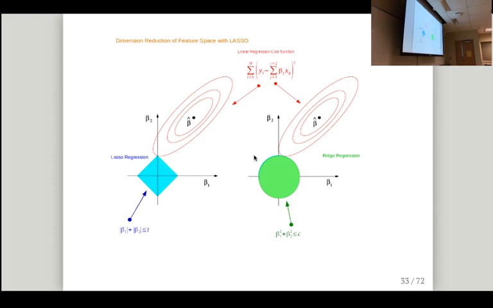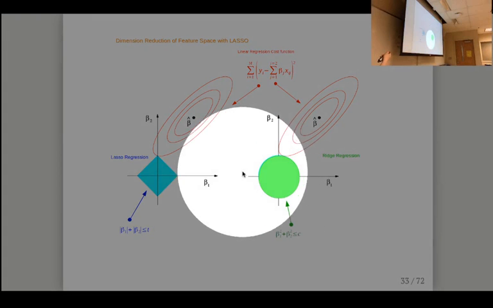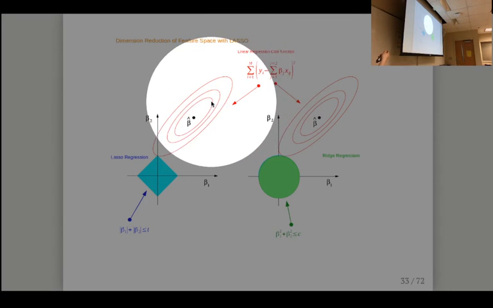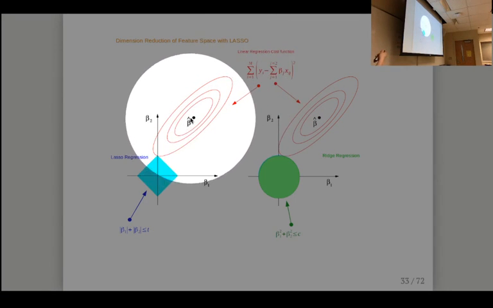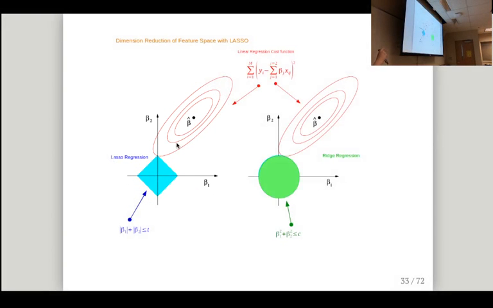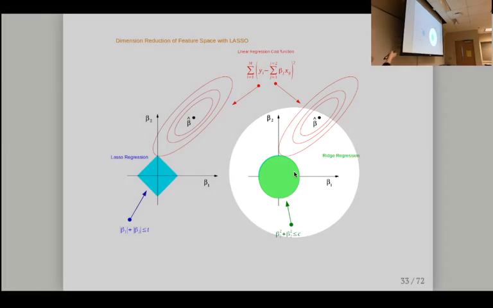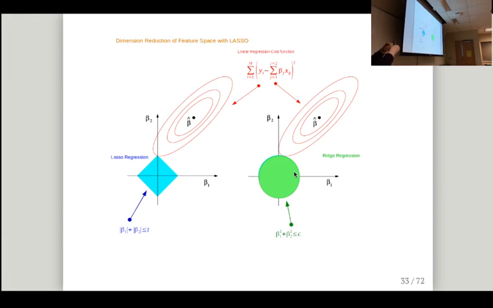Other questions? The red circles, what are those? So the red circles are contour plots of the residual sum of squares. So every point on this line represents a set of parameter estimates with the same RSS. The farther we get from that point, the bigger that RSS is. The first point where it touches the diamond or the circle is the minimum residual sum of squares that meets the constraint. If you've ever used Lagrange multipliers in calculus to minimize a function, this is where they're useful.